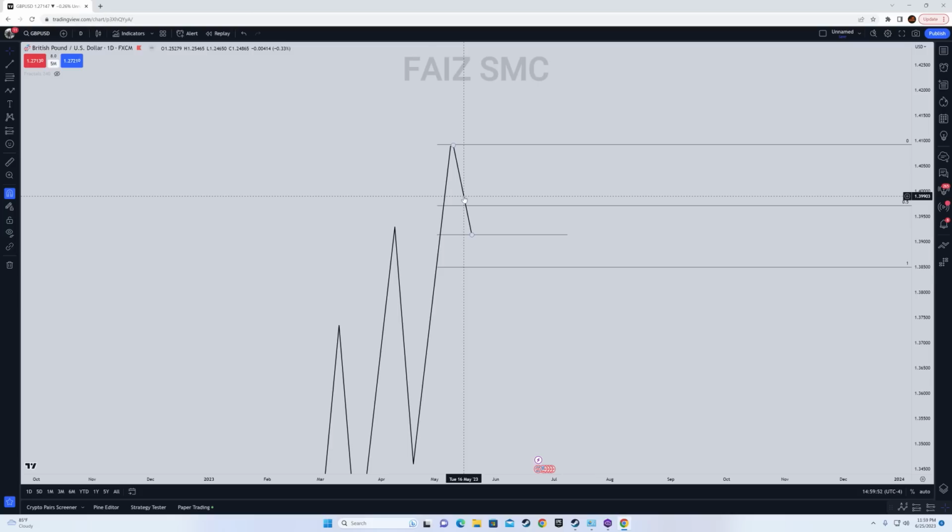You have to look for market structure shift on 15-minute time frame when price comes back into the daily order block, and make sure that price is below the 0.5 level on the daily time frame. Once price comes back into your order block, you drop down to 15-minute time frame, and you want to look for a market structure shift during kill zone hours. This is very important. The market structure shift must happen during kill zone hours.